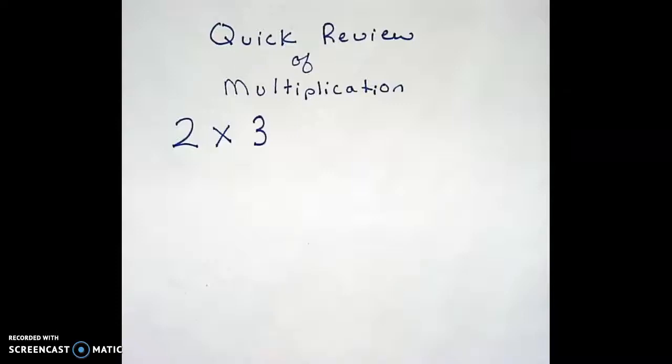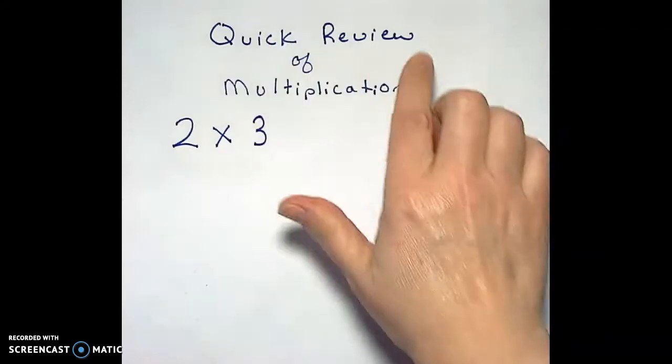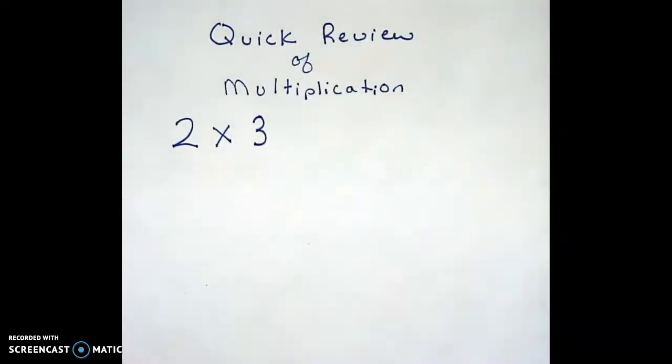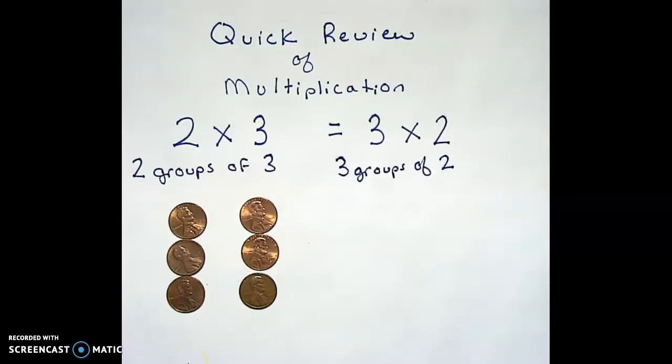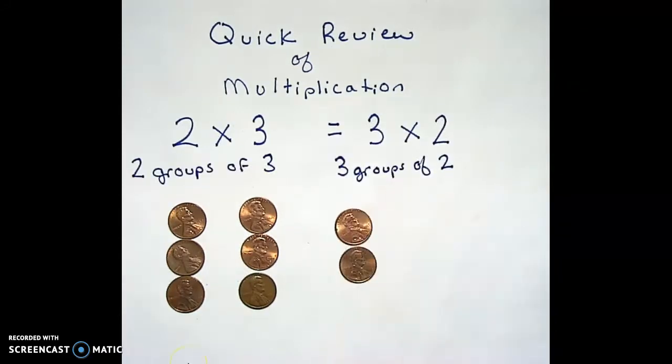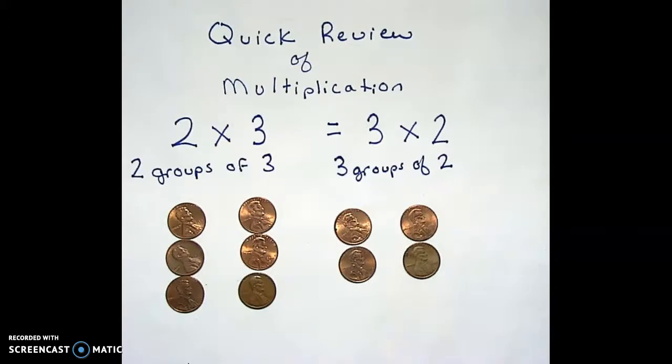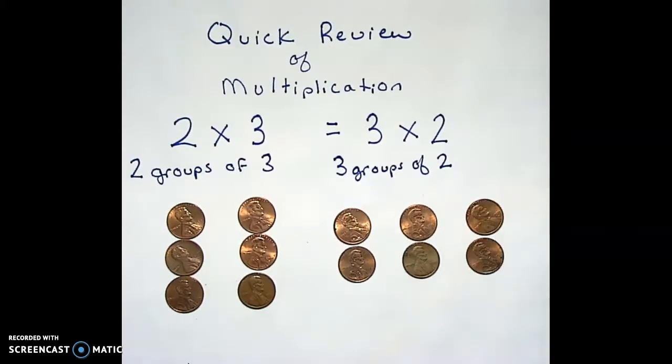All right, super fast review of multiplication and its meaning. So 2 times 3 can be spoken of as 2 groups of 3, or it can be written similarly as 3 groups of 2. Why are these two the same thing, and who cares why they're different?